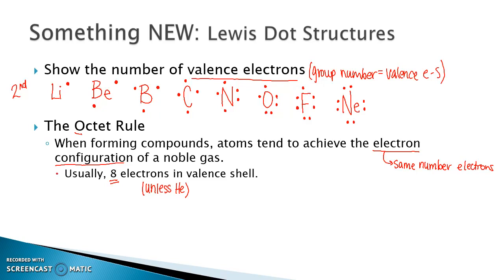That's why we call it the octet rule. Octet stands for 8, oct, like octopus. So that's where that rule comes from. And that's going to be what guides us for all of our chemical bonding, which is what this chapter is beginning to talk about.